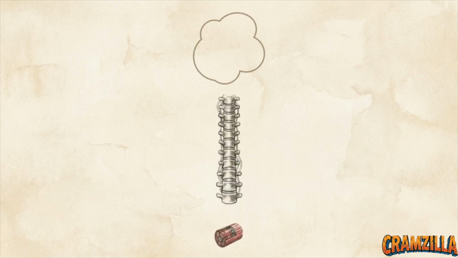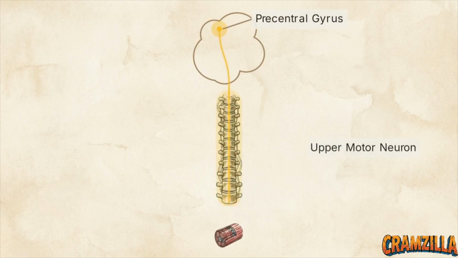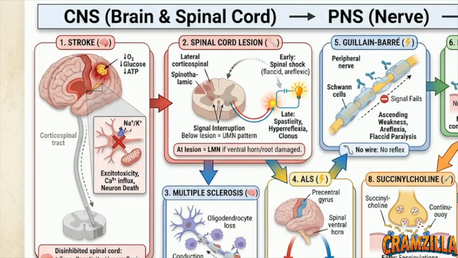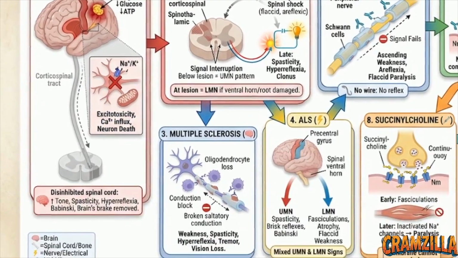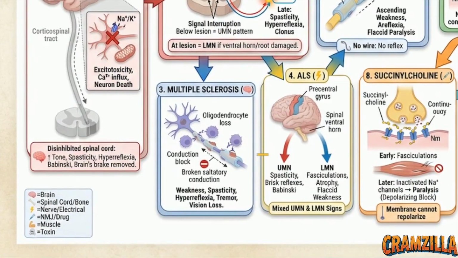We begin at the top, with the upper motor neuron pathway originating in the precentral gyrus of the brain and descending through the central nervous system. Box 1 details an ischemic stroke. Halting ATP causes sodium-potassium pumps to fail, triggering glutamate excitotoxicity, calcium influx, and neuron death. The command pathway is severed. Over in Box 3, multiple sclerosis attacks central myelin. Without insulation, saltatory conduction fails, and the signal stops entirely.